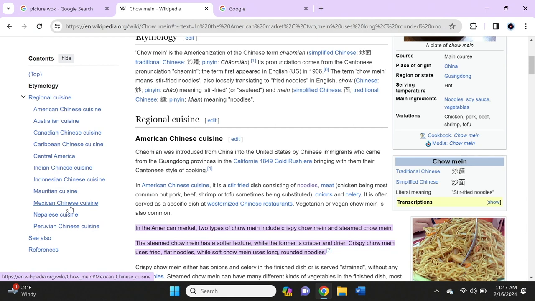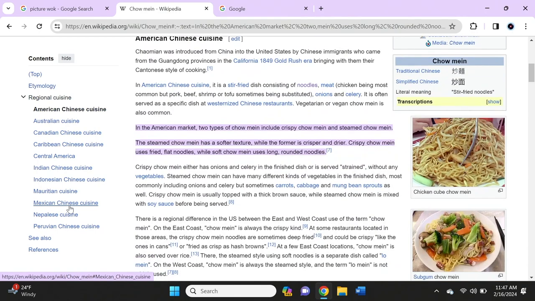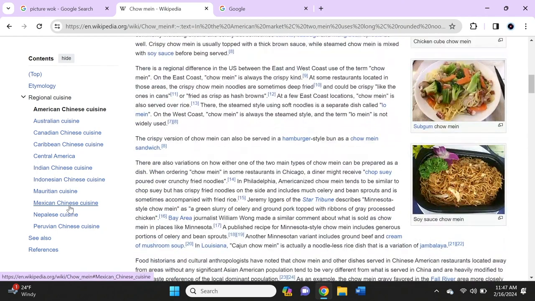In the American market, two types of chow mein include crispy chow mein and steamed chow mein. There are also variations. When ordering chow mein, some restaurants in Chicago, for example, a diner might receive chop suey poured over crunchy fried noodles. In Philadelphia, Americanized chow mein tends to be similar. Chop suey has fried noodles on the side and includes much celery, bean sprouts, and is sometimes accompanied with fried rice.